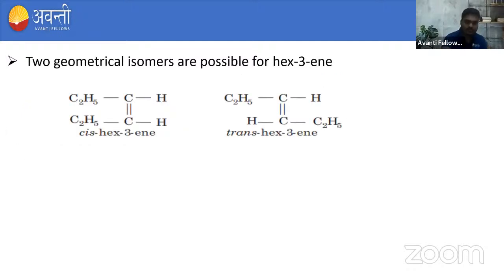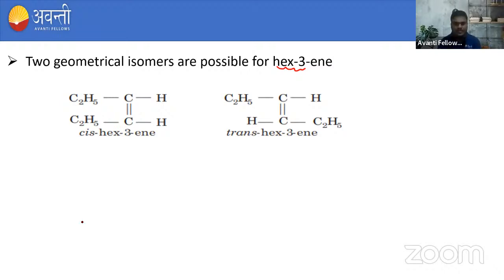Okay? Let's go. Two geometrical isomers are possible for hex-3-ene. So let us see which two isomers. The one is cis hexene, because we have an ethyl group on the same side and hydrogen on the same side. So we can say that this is cis hex-3-ene. Now in this case we have similar groups across, so we can say that this is trans hex-3-ene. This is how we can represent cis hex-3-ene and trans hex-3-ene.